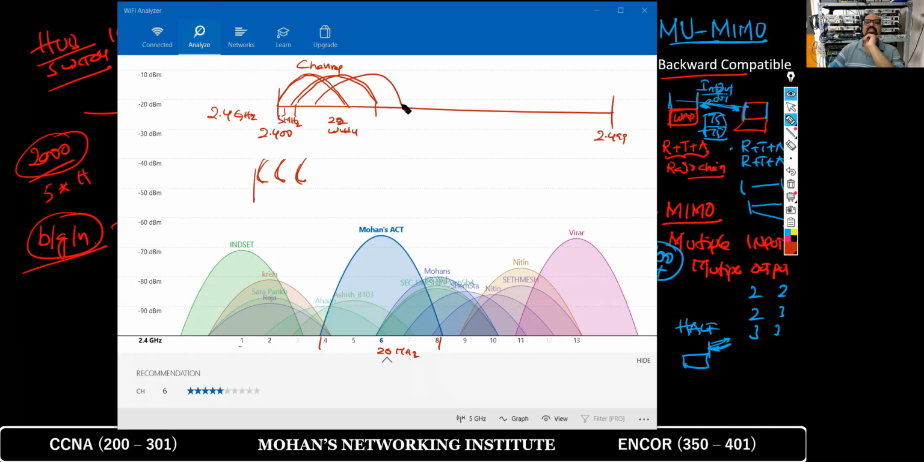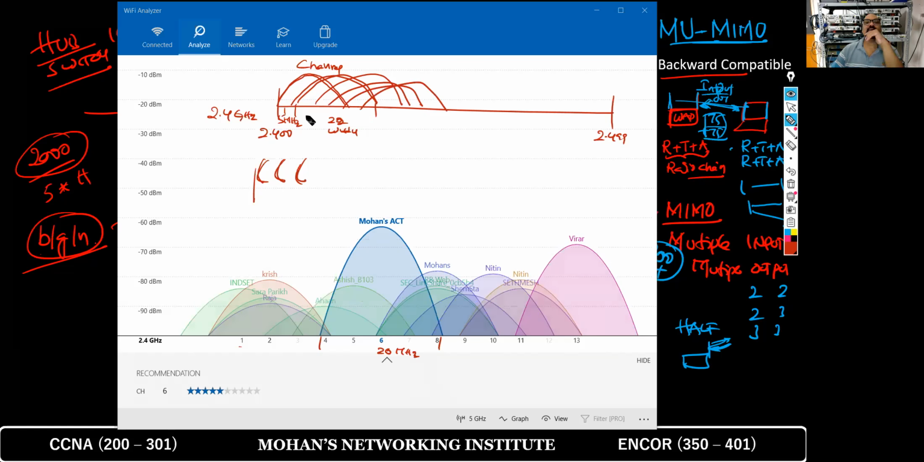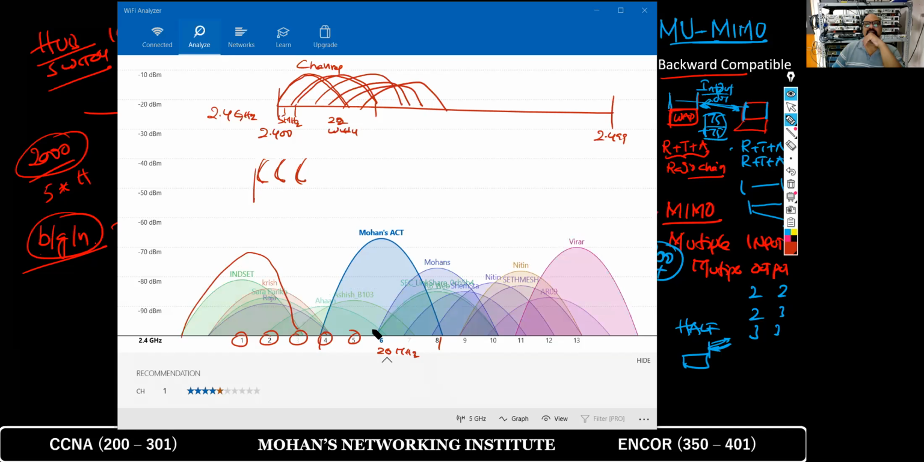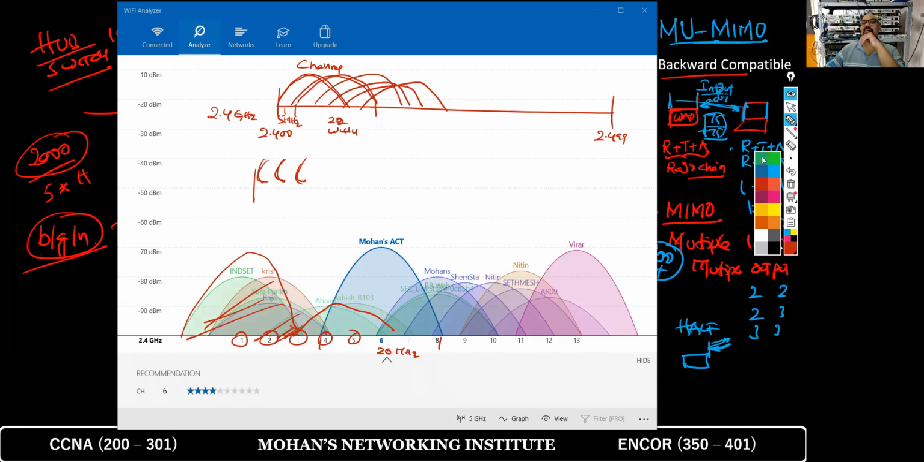So what happens is, first one, second one, third one, fourth one, fifth one. See, this is first. Fifth one, this is fifth. Fifth is hitting into the first one. See this? Fifth, fourth, third, second. They all will interfere, right? They all will interfere.